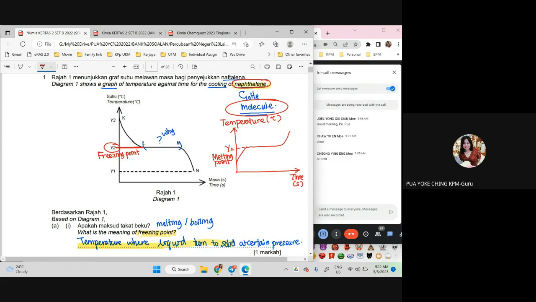Sometimes they give a cooling curve, then ask you to sketch the heating curve, or they give heating and ask you to sketch the cooling curve. So you need to label the important parts. Y1 and Y3 not labelled is no problem. It will also ask you why the temperature from T1 to T2 remains constant.